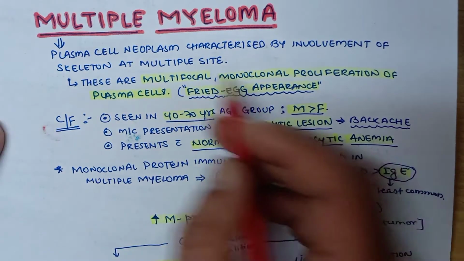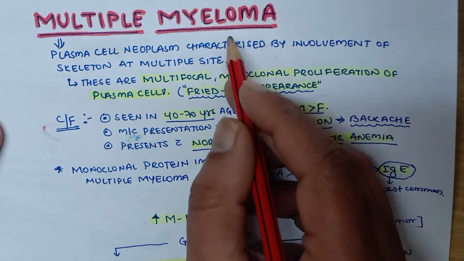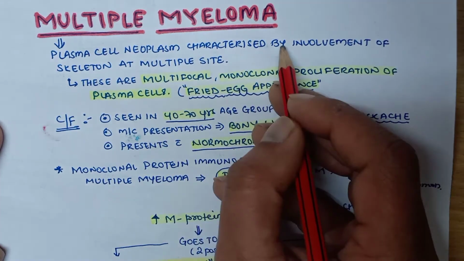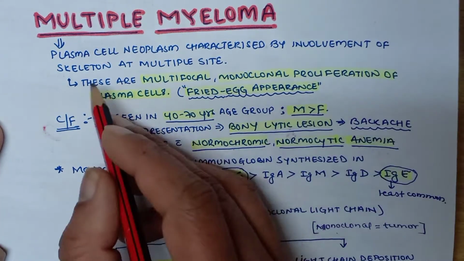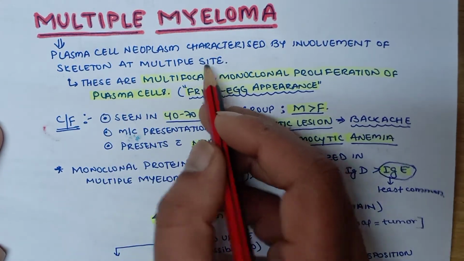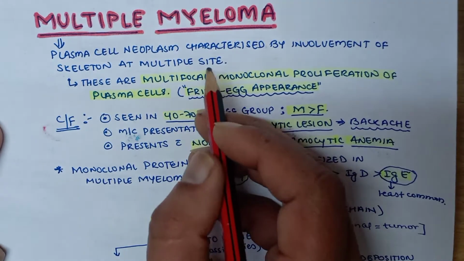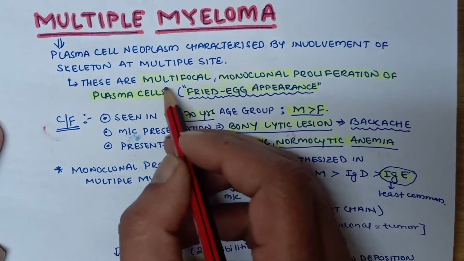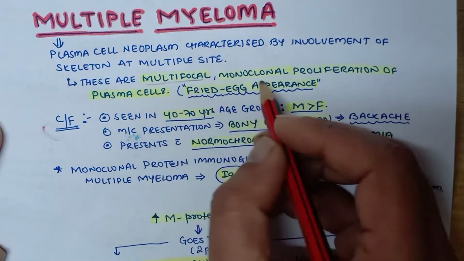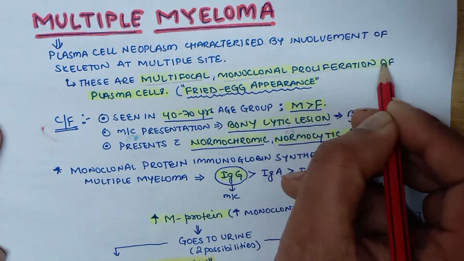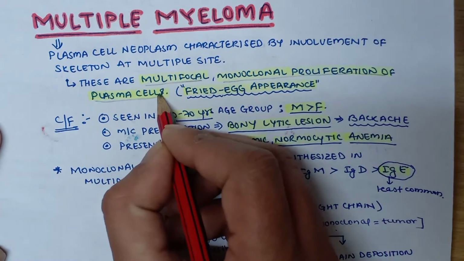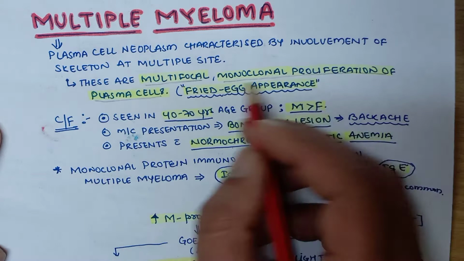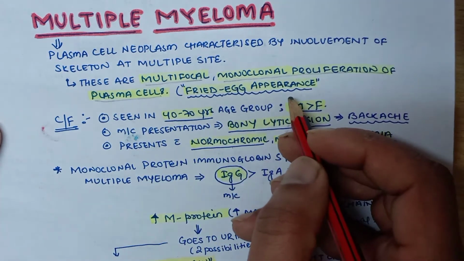Now coming to multiple myeloma. Multiple myeloma is a plasma cell neoplasm which is characterized by involvement of skeleton at multiple sites. So they are multifocal monoclonal proliferation of plasma cell, which gives a fried egg appearance.